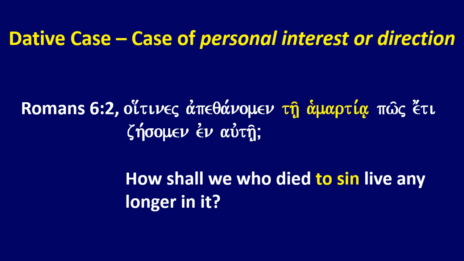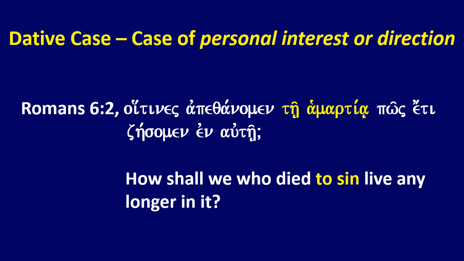But the dative is the case of personal interest or direction. We see that in Romans 6, verse 2, where it says, "How shall we who died to sin live any longer in it?" And sin is one of your Greek vocabulary words for this lesson, hamartia. And here you can see that it's in the dative case form, tē hamartia. And so it would be translated to sin.